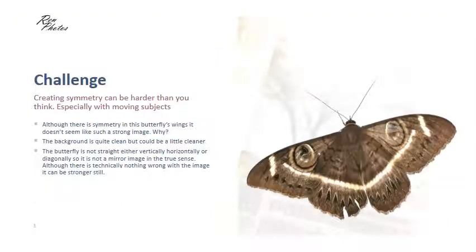So what are some of the challenges you might face when you're trying to create a symmetrical image? Okay, so although there's symmetry in this butterfly's wings, it doesn't seem like a very strong image. Why? First of all, the background is clean, but could be a little bit cleaner, so it is a bit distracting. And the other major difference is that the butterfly is not straight, either vertically or horizontally or diagonally, so it is not a mirror image in the true sense. Although there is technically nothing wrong with the image, it can still be stronger.